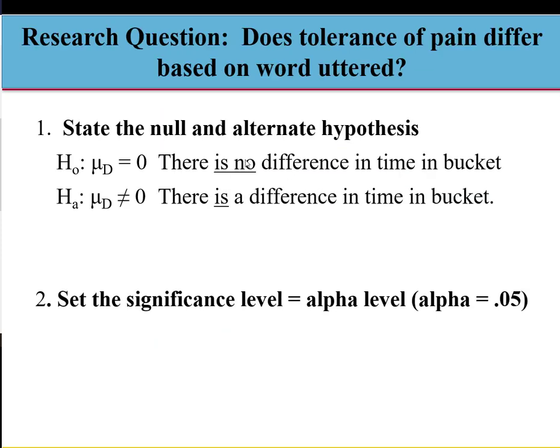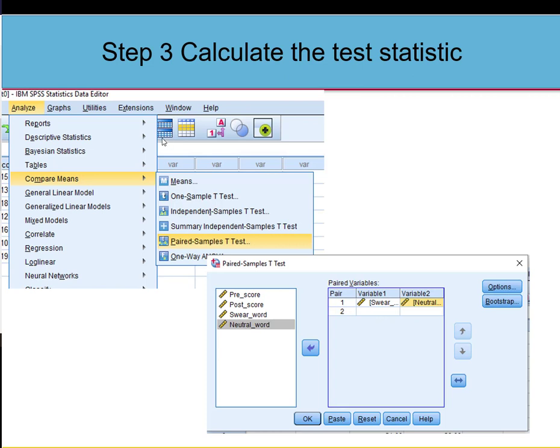The research question is, does tolerance of pain differ based on word uttered? The null hypothesis is that there is no difference in time in the bucket. The alternative is that there is a difference in time in the bucket. The alpha is always 0.05. I do the same thing, compare means, paired samples t-test. I've now added these variables to my data set, and I move over swear word and neutral word.